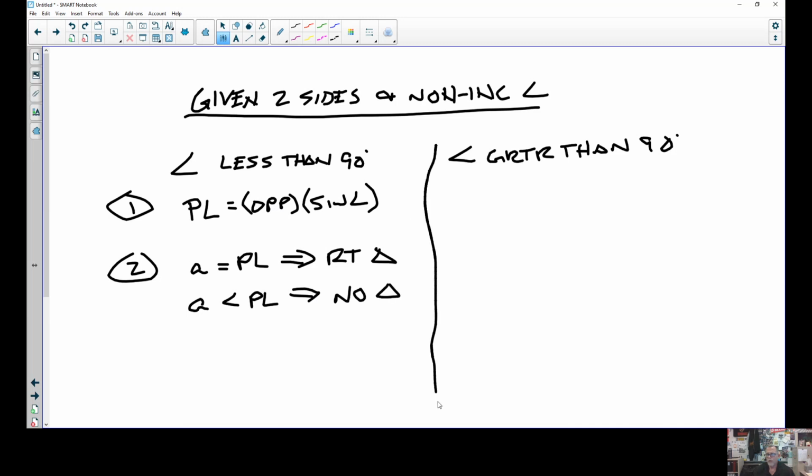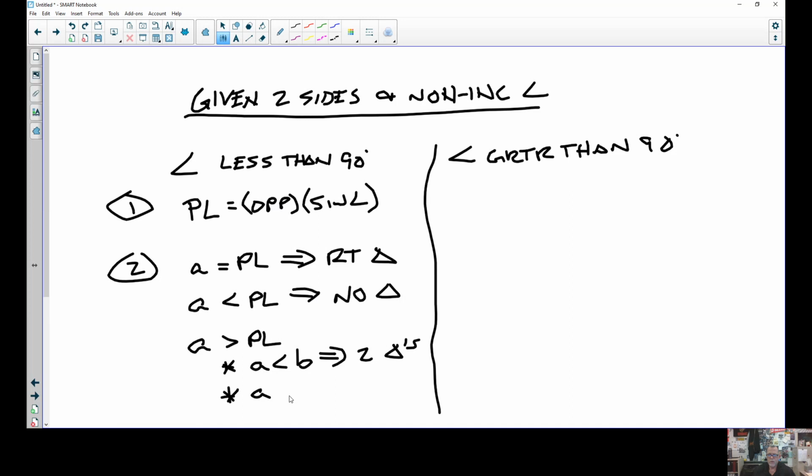All right. Again, I'm going to try to keep these separate. So the other option, if A is greater than the perfect length, well, there's two things that could happen here. One thing is if A is greater than the perfect length, but A is less than B. When I say B, I mean the side adjacent, right? Our A is the side opposite, B is the side adjacent. So if A is less than the side adjacent, in this case, we would get two triangles.